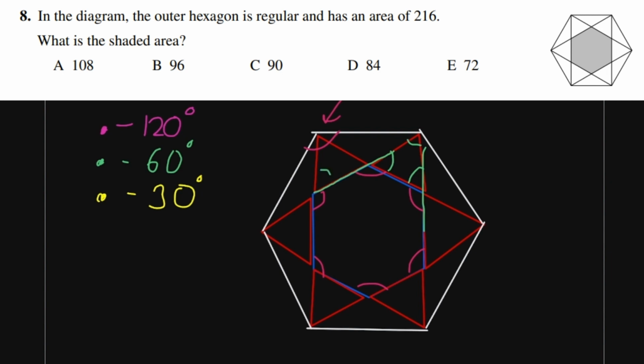Next, we can split this hexagon inside into 6 equilateral triangles, like so. We know that they're equilateral and we know that they're congruent to the red triangles because the red triangles and the white triangles share an edge and they have the same angles, so that makes them congruent.